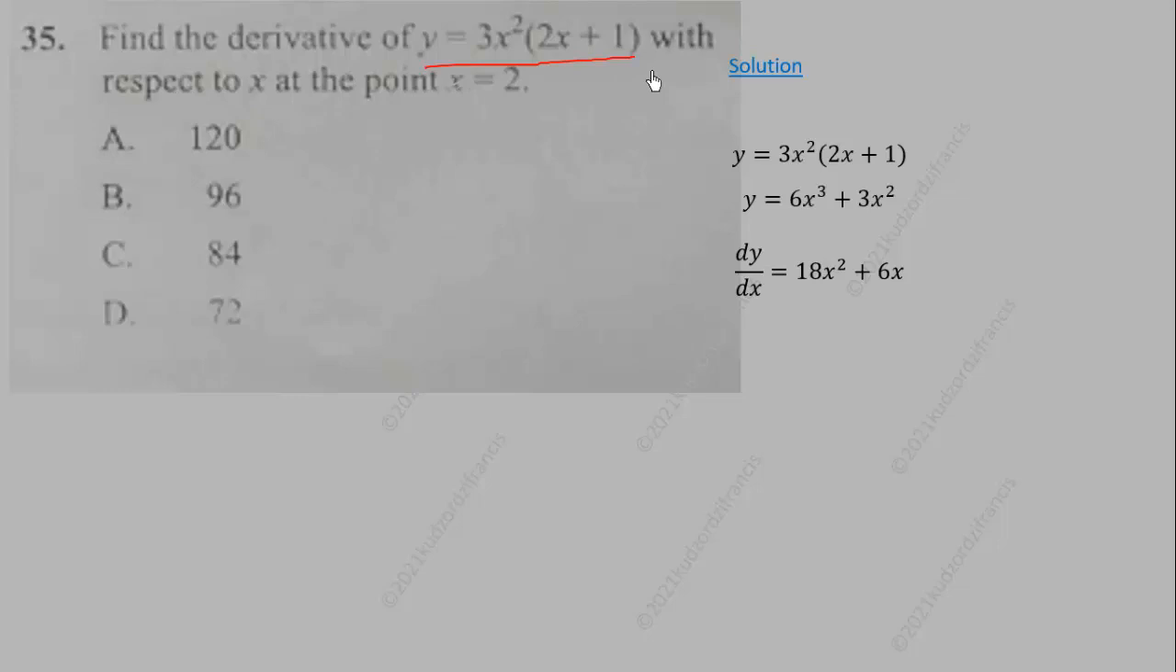Now we're told that the point is x equals 2. So we substitute x equals 2 into this function, and that will give us 84.